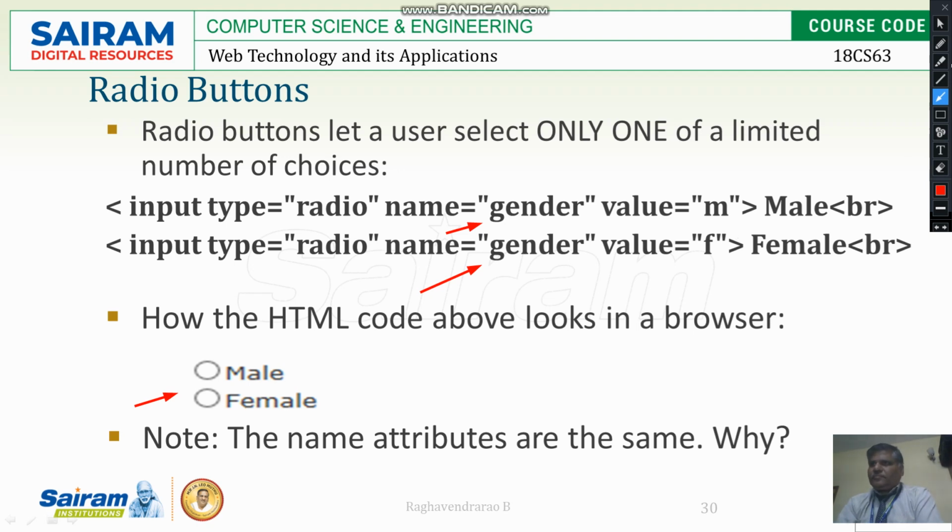Okay. That's why the question is asked here: the name attributes are the same. Why? Because to select only one, the name attribute should be the same.